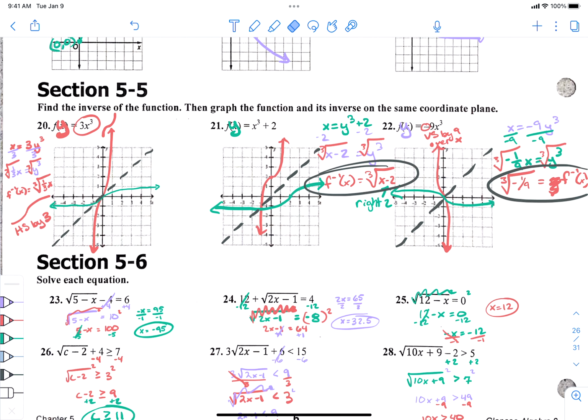Not sure about 5.5? You want me to come sit over there with you? Okay, I'll come sit with you.